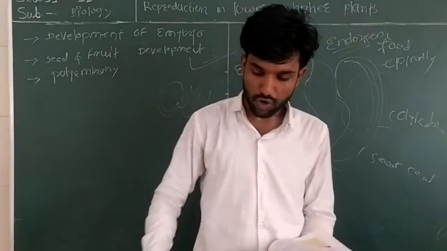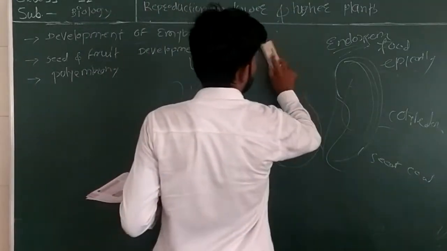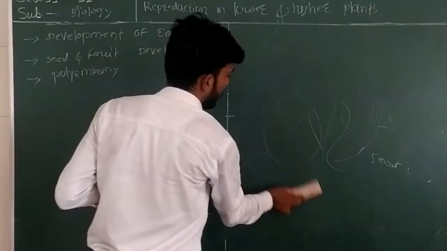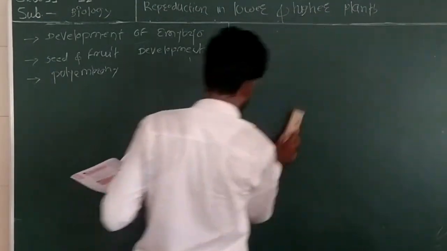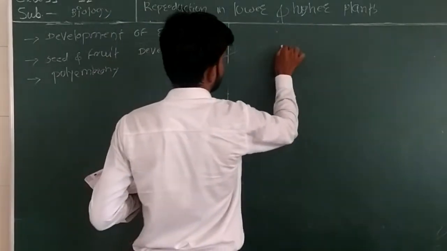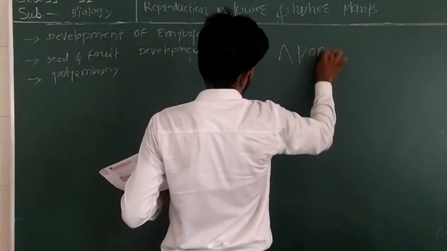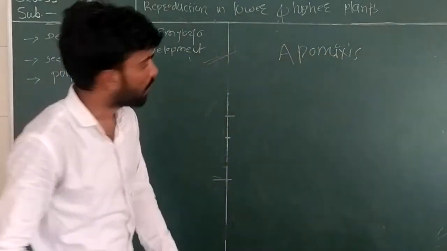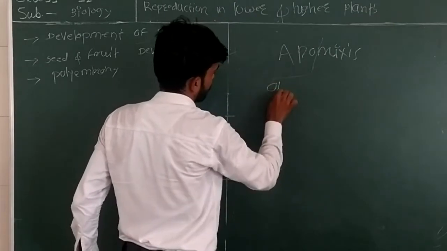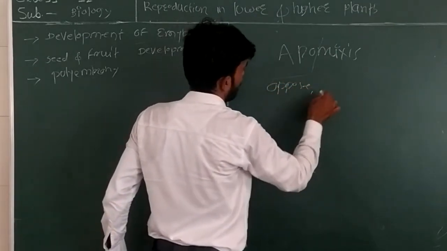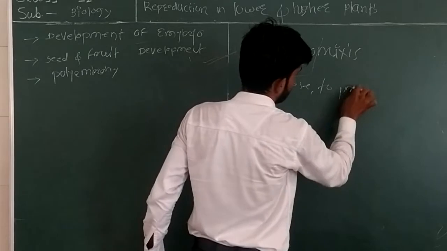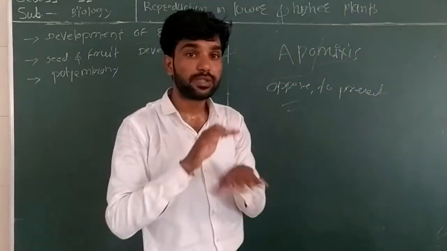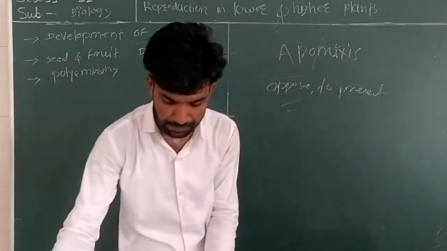Okay. Now the next point is apomixis. Apo means oppose, or you can say prevent, and mixis is the mixing. So apomixis is preventing mixing. He is not allowing them to mix.